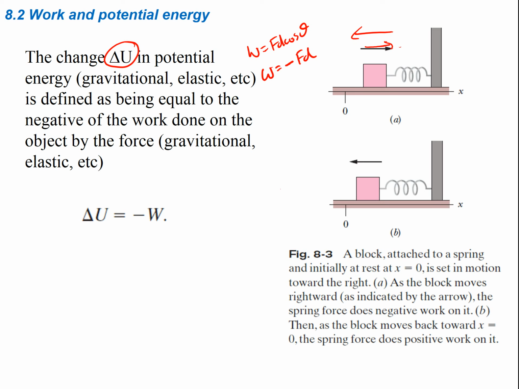Now, in B, the block is moving back towards X equal to 0. The spring force is going to do positive work, right? After the force has let go, the spring is pushing back on the block to the right, and the displacement and the force are in the same direction. So the cosine of the angle between them is 1, because the angle is 0. So you're going to get positive work.